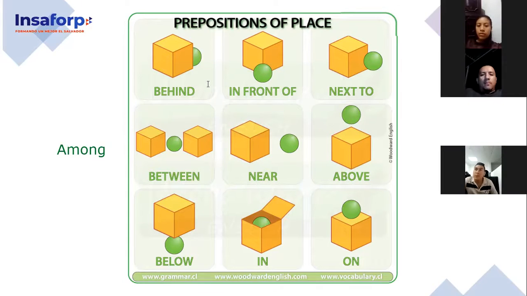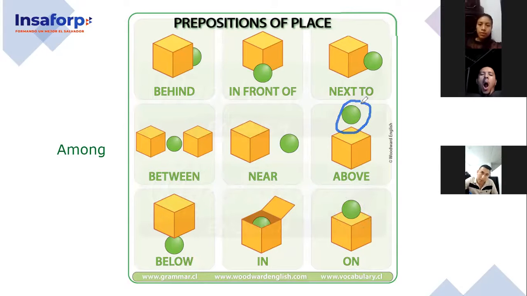Cerca. Near. Cerca. So, next to, it's different from near. Next to, it's very close, demasiado cerca, junto. Near, cerca, no está next to. Near. Above. Arriba. Above. También, miren, es diferente. Above se puede confundir con on. On está exactamente en la superficie. Sobre. Above.